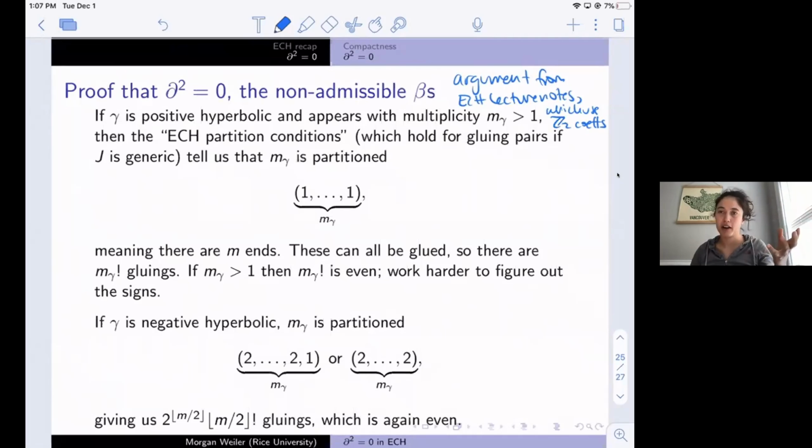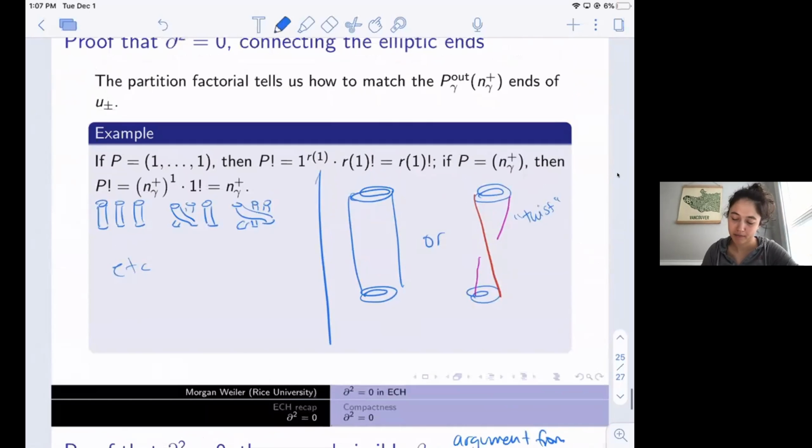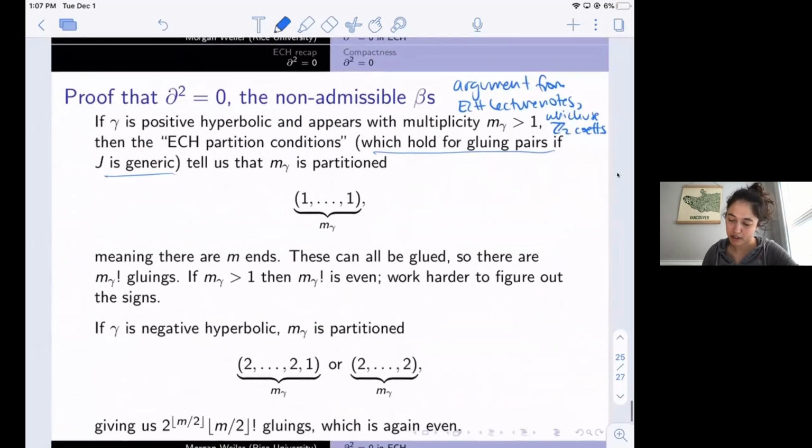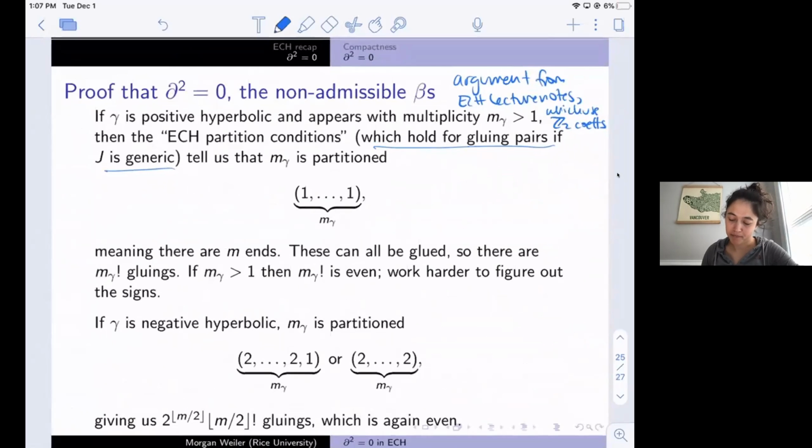So there are partition conditions for hyperbolic orbits as well. I only told you the partition conditions for elliptic orbits, but there are ones for hyperbolic orbits too. And you can show that they hold for gluing pairs if J is generic. They tell us that M gamma has to be partitioned in this way that's just 1, 1, 1, 1, 1. So just as in this example here, there are M factorial ways to glue, and that's an even number if M gamma is greater than 1. And then if you want to figure out the sign, you have to work a little harder, or you should maybe read section 4 of gluing 1.